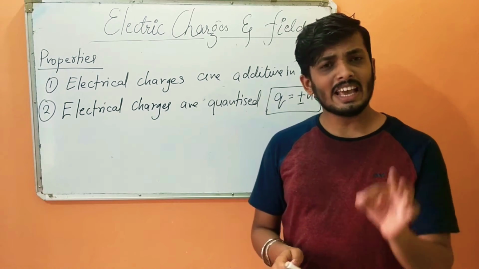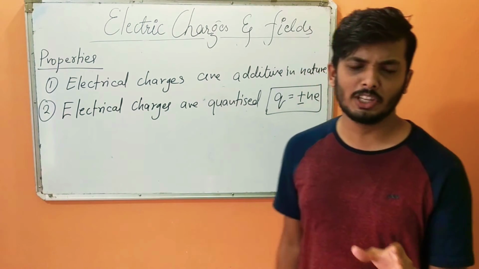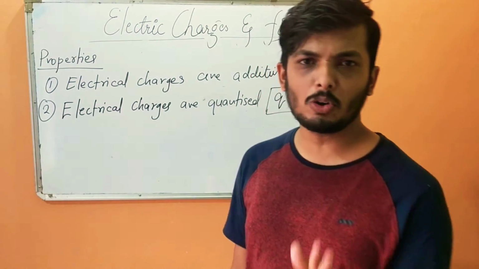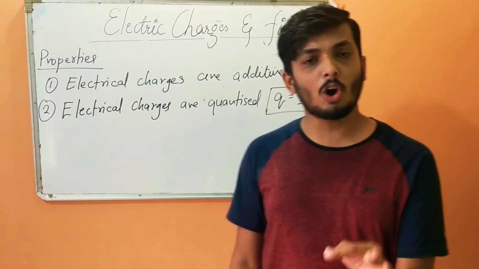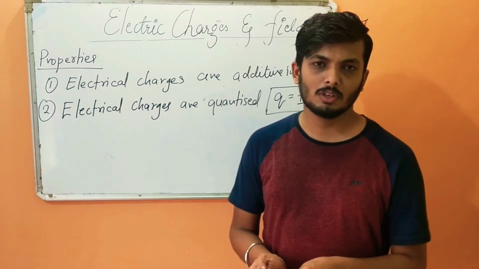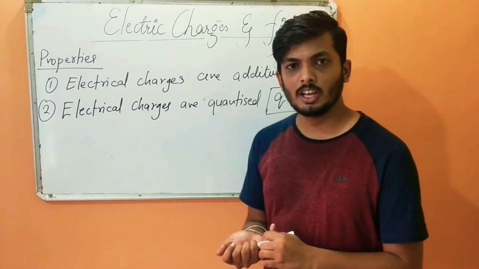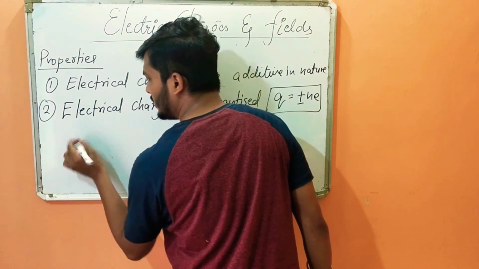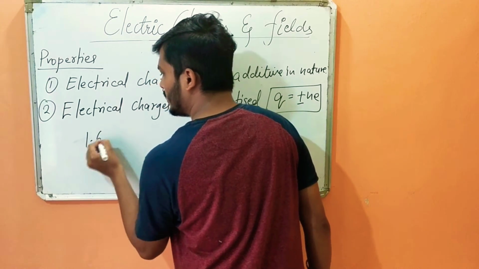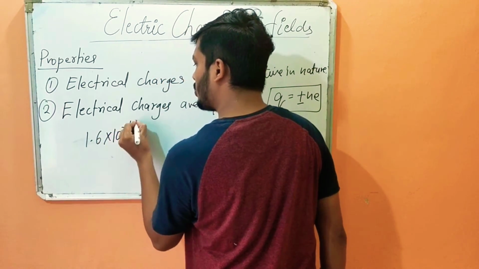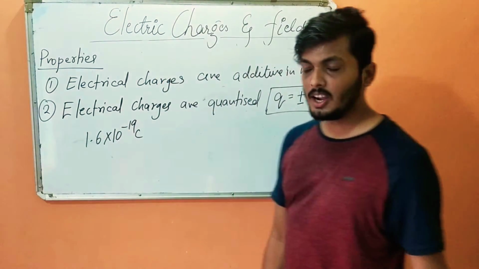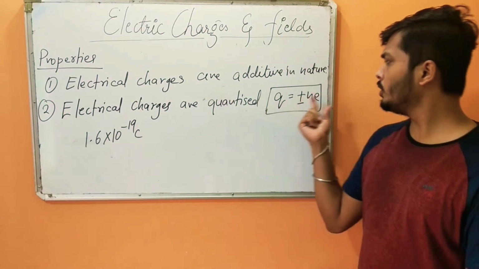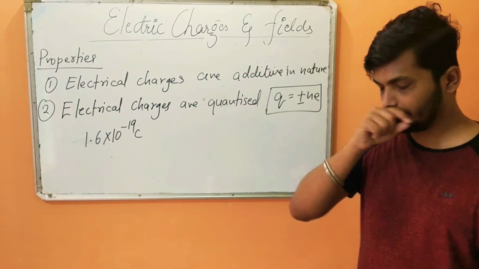What does it mean? It has a specific amount of energy, and charges are always discrete in nature. They are not continuous. Let us see. You know that the charge of an electron is minus 1.6 into 10 to the power minus 19 coulomb. Right? And what does the quantization rule tell? Q equals plus or minus Ne.